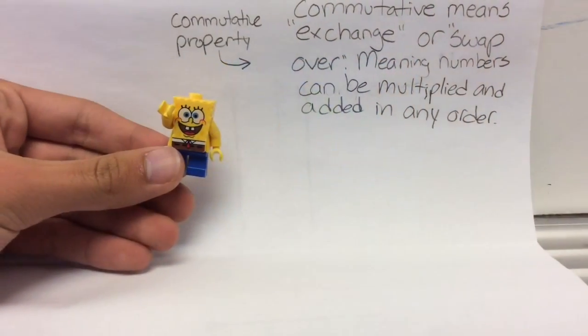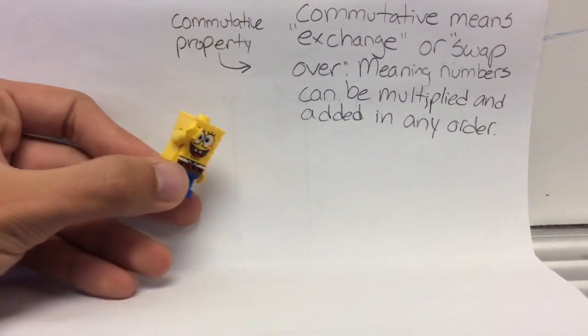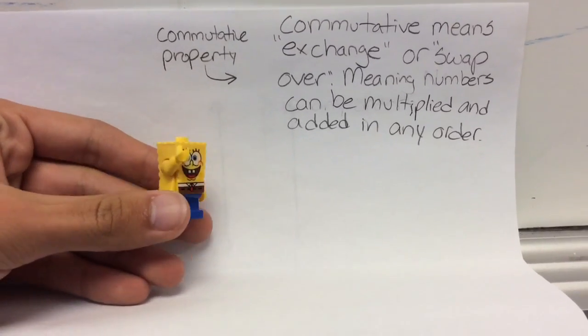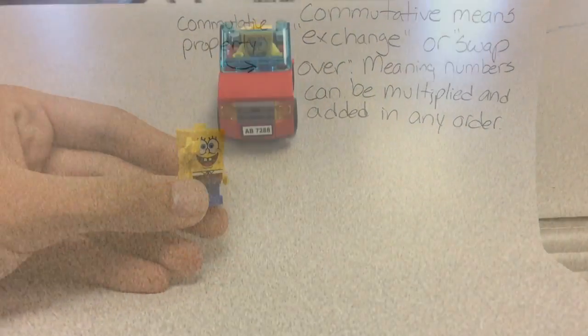Commutative property means exchange or swap over, meaning numbers can be multiplied or divided in any order.